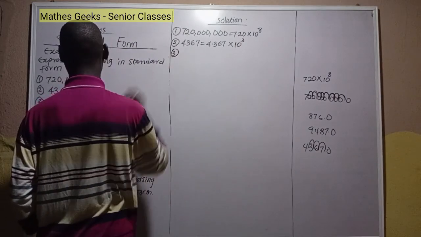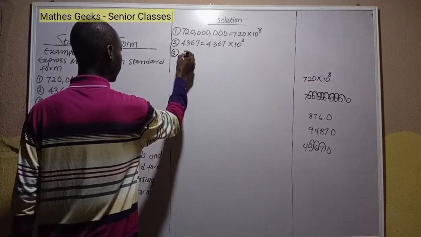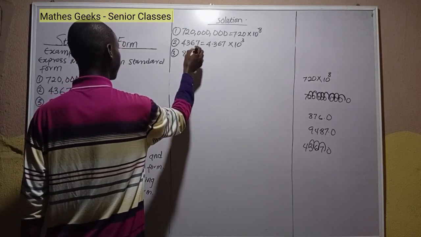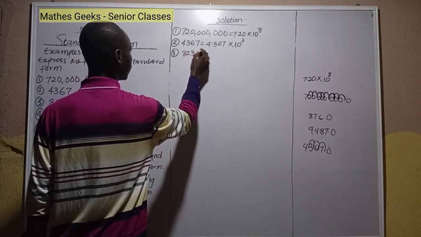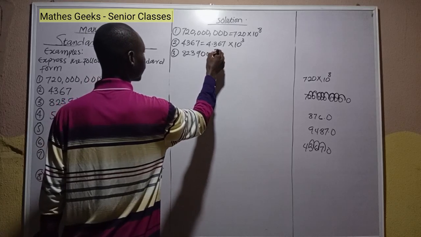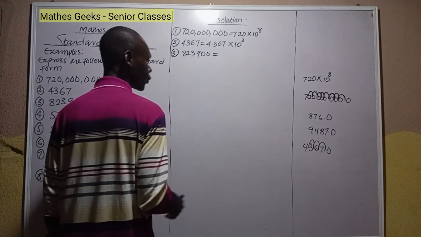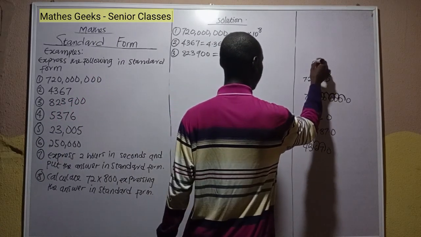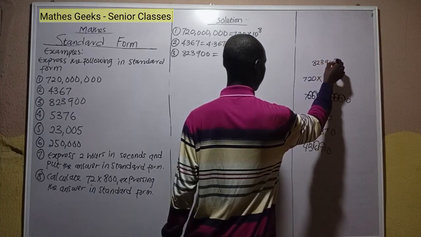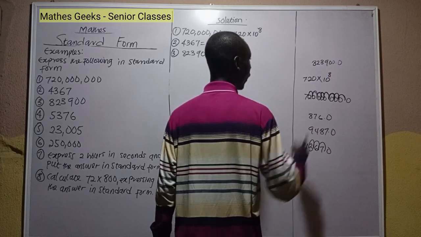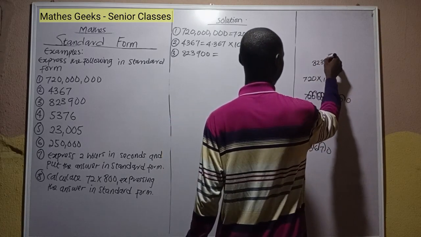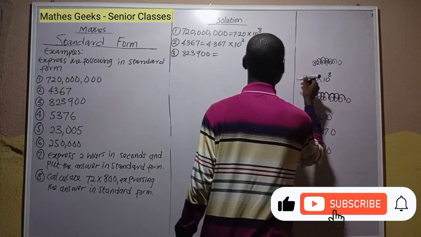Number 3, 82,900 equals to 82900.0. 1, 2, 3, 4, 5.